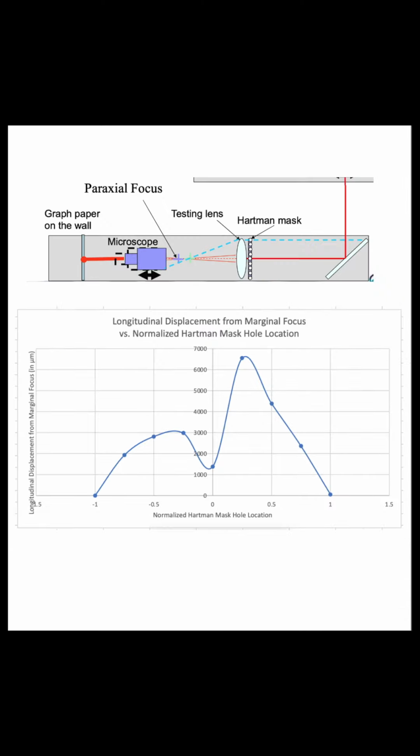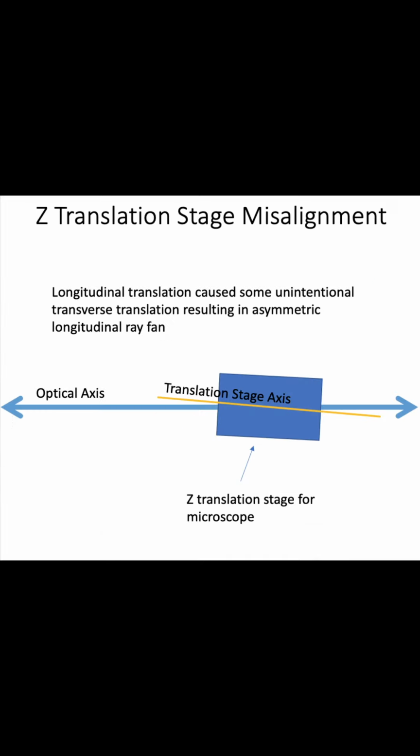Next, the longitudinal ray fan was found by scanning the microscope in the opposite direction, but this resulted in faulty data. The curve was expected to be smooth and symmetric on either end. After some investigation, it was determined that the Z translation stage for the microscope was slightly askew due to slop in the screws. The translation stage was reconstructed with this in mind.